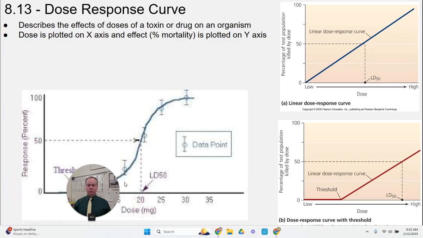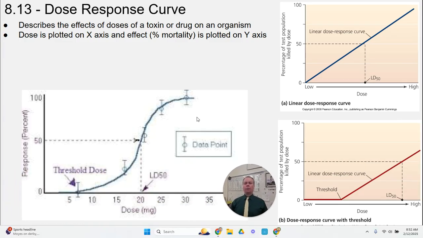As we think about toxicity of substances, we also utilize these graphs called a dose-response curve. The dose-response curve basically shows the effects of different dosage levels of a toxin or a drug or a chemical or substance on an organism. The dose is plotted on the x-axis, as you can see here, with dose increasing, in milligrams in this case. And then the effect, often mortality, or it could be some other effect, is plotted on the y-axis.